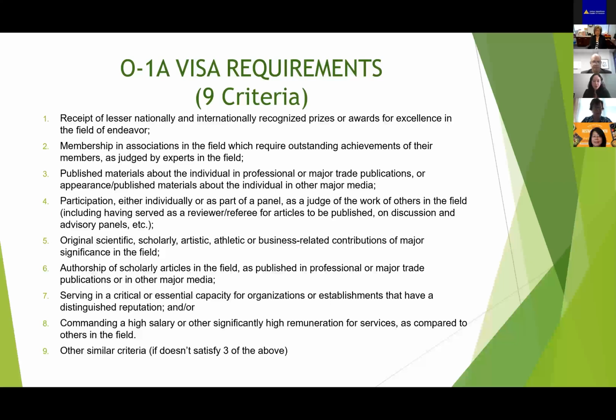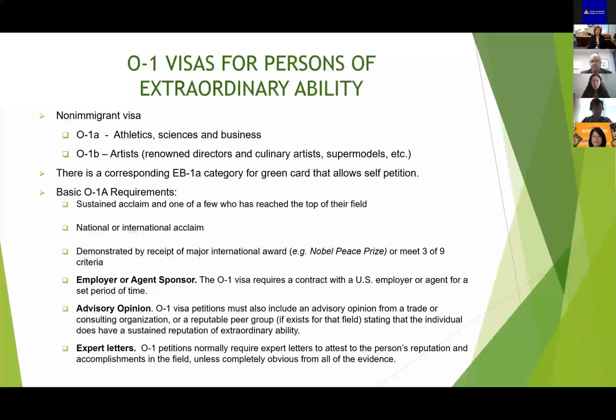There's also number 7: if you serve in a critical or essential capacity for your company or organization that has a distinguished reputation, and that organization is very well known in the industry, you could meet that criteria. And then, of course, number 8: usually those persons of extraordinary ability may already command a high salary or significantly high compensation for their services compared to others in their field. So these are just some of the criteria that you can satisfy for the O1 visa.